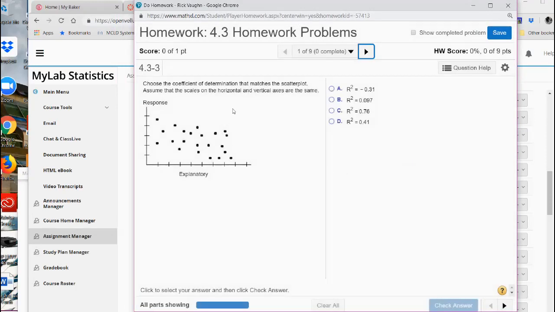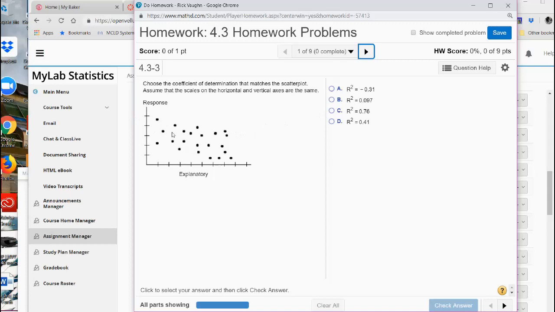All right, so now we're going to do the coefficient of determination. This is the R squared value. So in this particular case, the R squared is the square of the correlation coefficient. In this case, you don't have the actual data, and so you just have to make an estimate. The one thing you should always remember is that R squared is positive, so it's going to rule out A as a choice right off the bat.